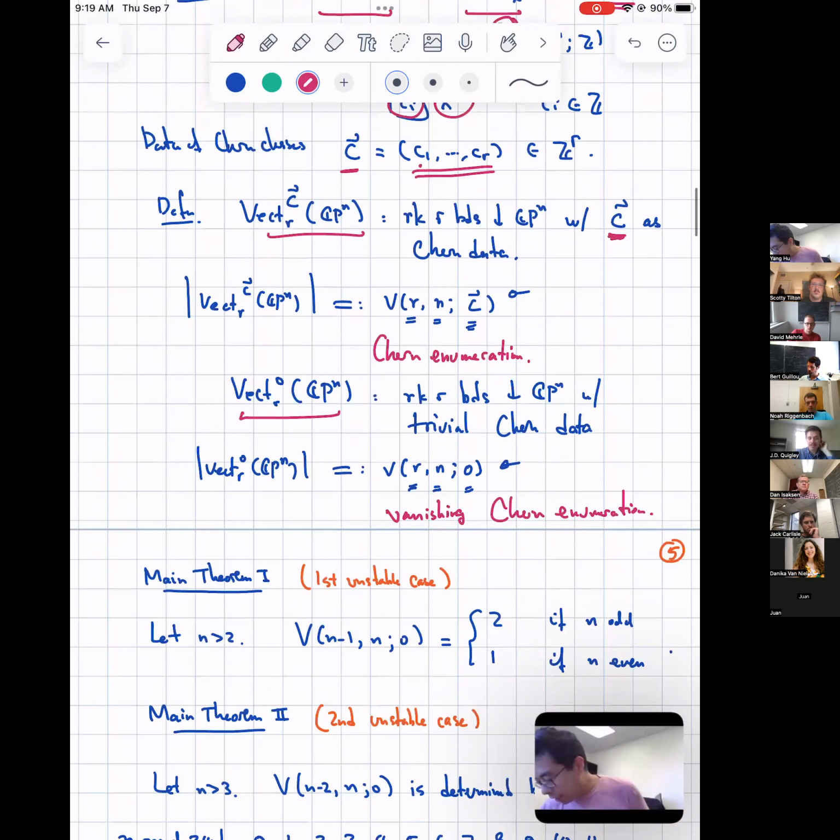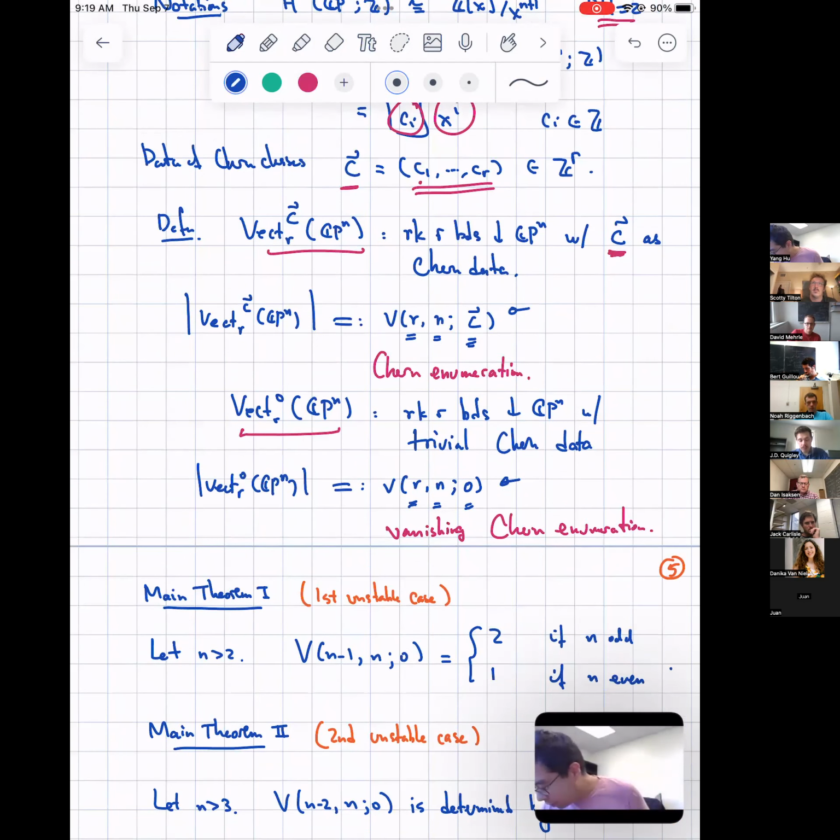So for an unstable bundle over CP^n, remember the unstable range is when the rank r of the bundle is strictly less than the complex dimension n of my projective space and greater than 1. So the first unstable case is when r equals n minus 1. In other words, the co-rank is 1: the rank of the bundle is 1 less than the complex dimension of the complex projective space. And the second unstable case is when the rank is 2 less than the complex dimension, when r equals n minus 2.